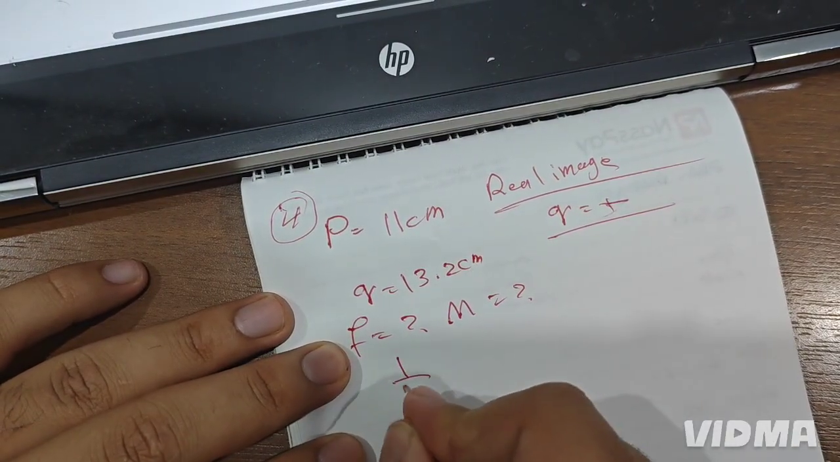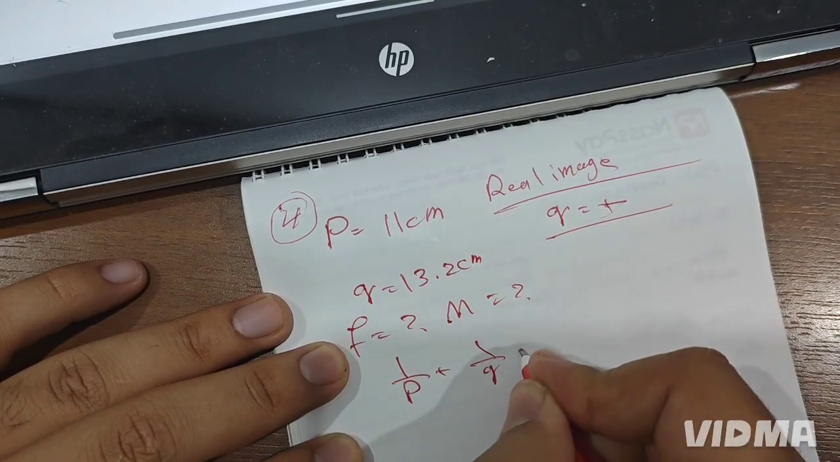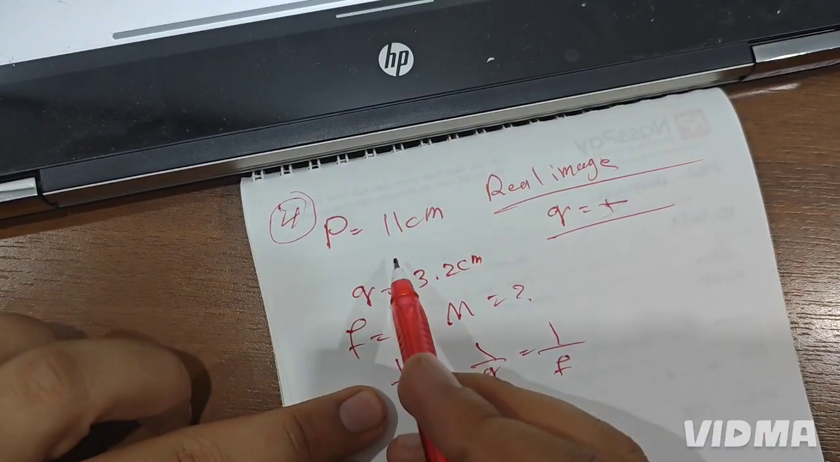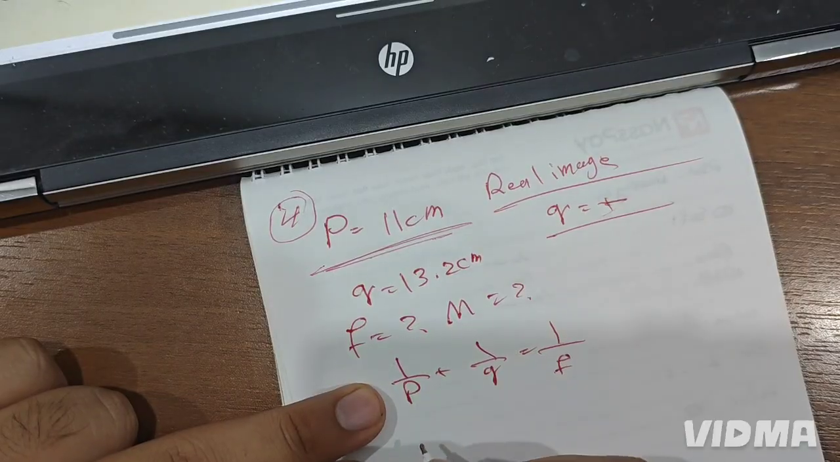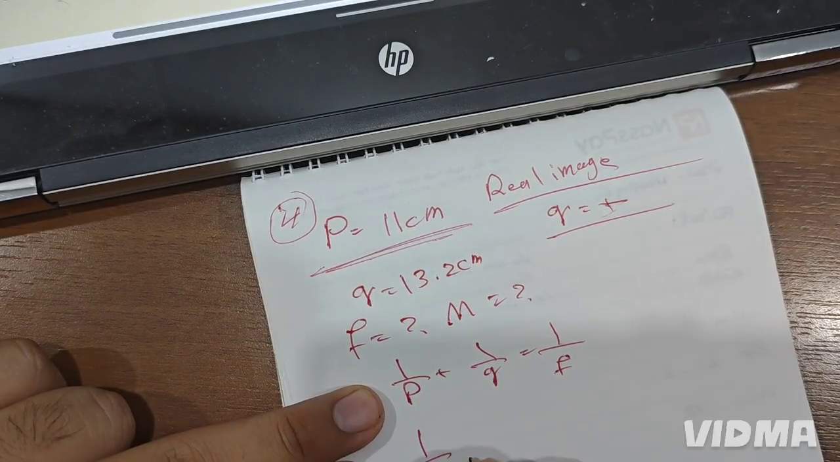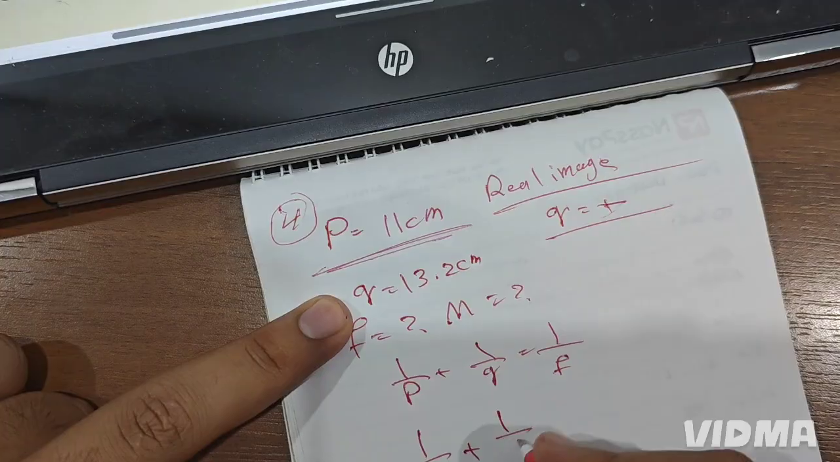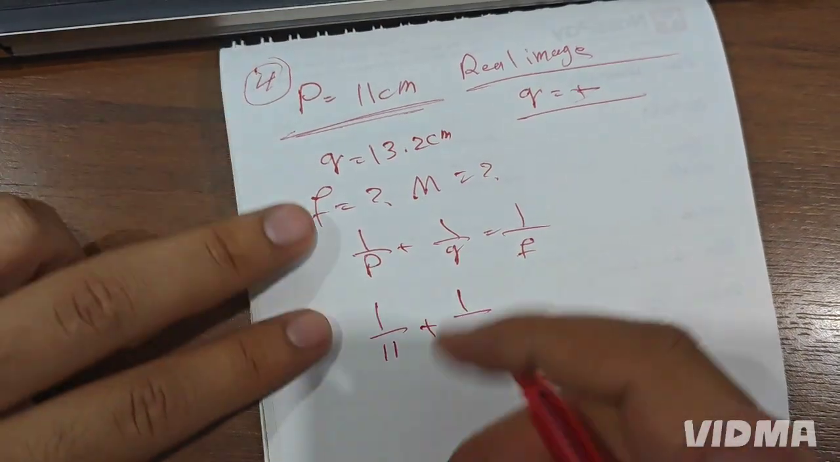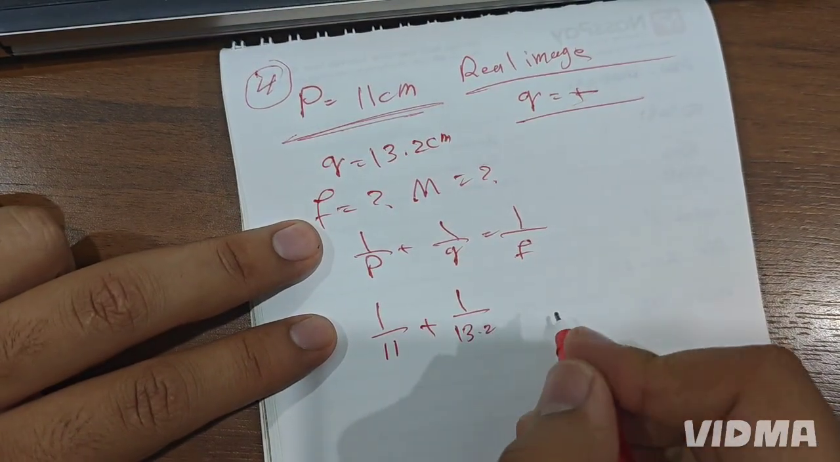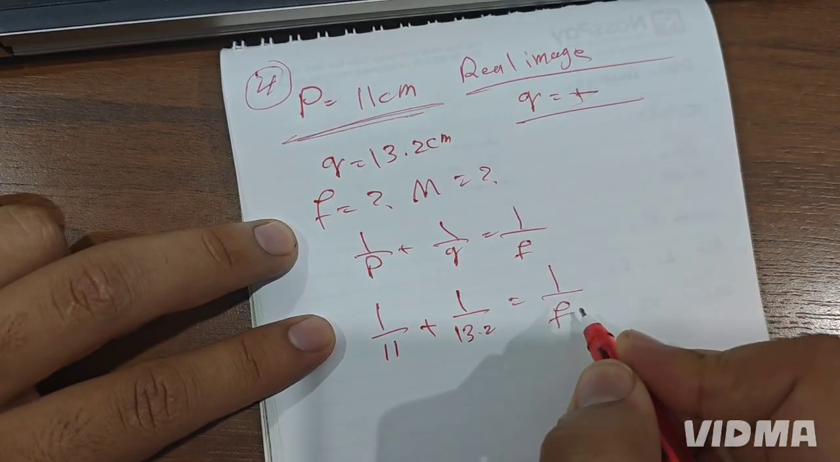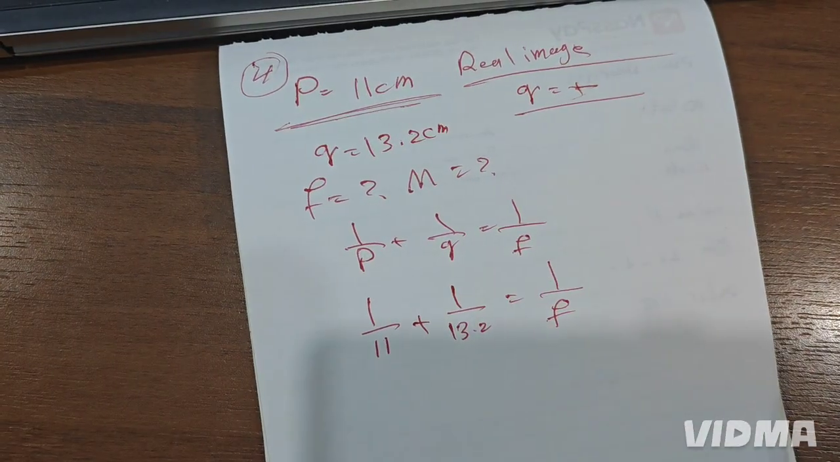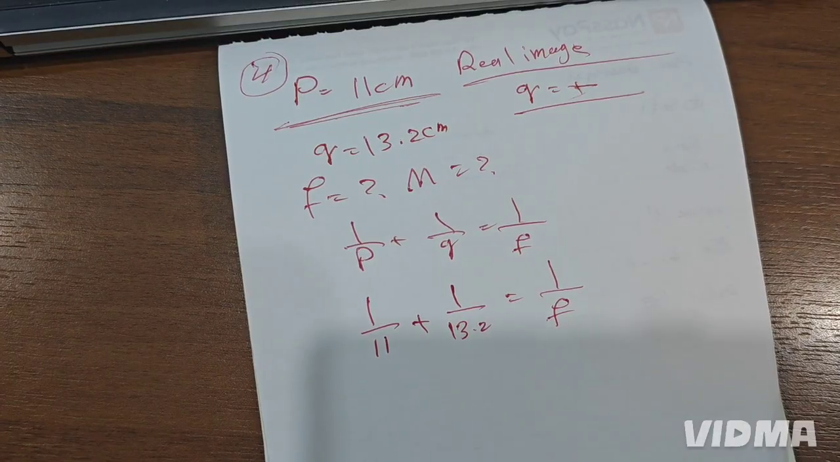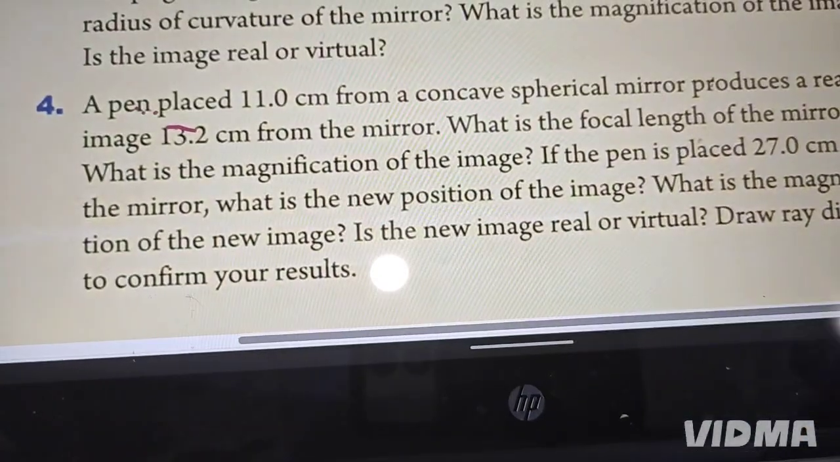We are using the same rule: 1 over P plus 1 over Q equals 1 over F. P is the distance, 11, so 1 over 11 plus 1 over Q, 13.2, which is equal to 1 over F. So we are going to find the value of the focal length, as the question said. Let me read again for you.